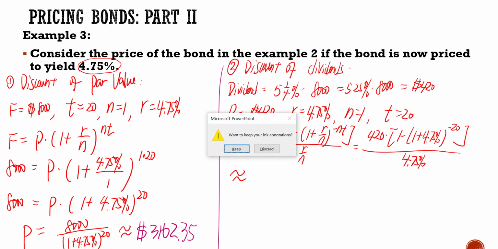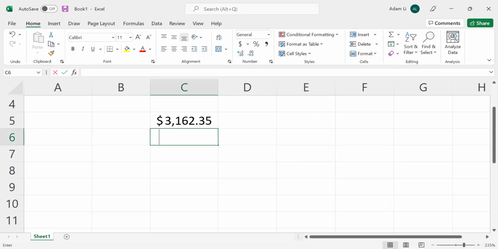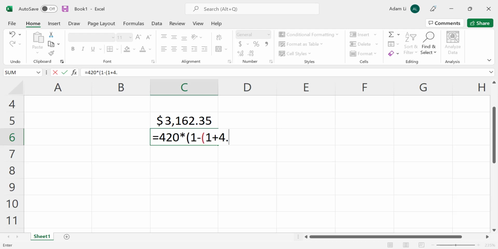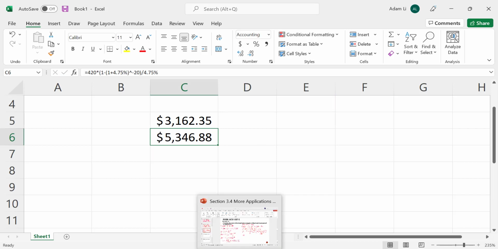Let's see what the present value of that is. So one more time, go into Excel. This is 420 multiplied by 1 minus 1 plus 4.75% raised to negative 20 power, dividing by 4.75%. And then that will give us a discount of the dividends. And this turned out to be $5,346.88.